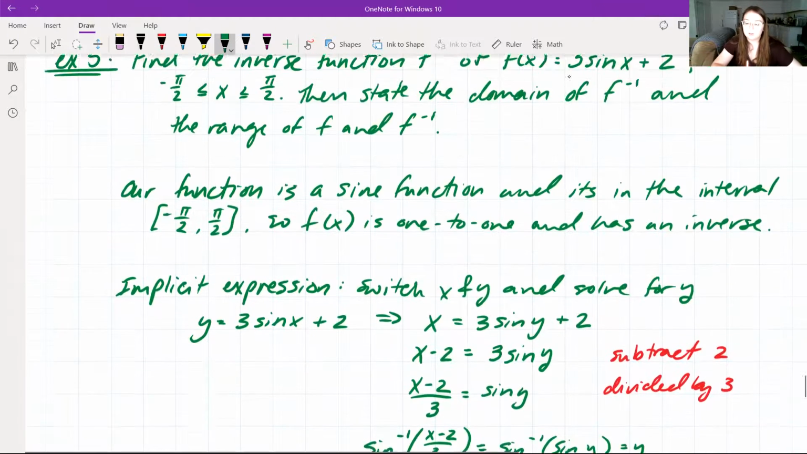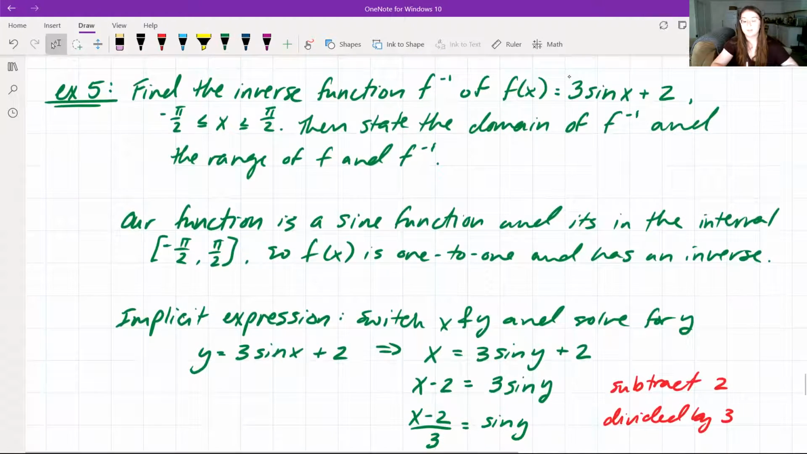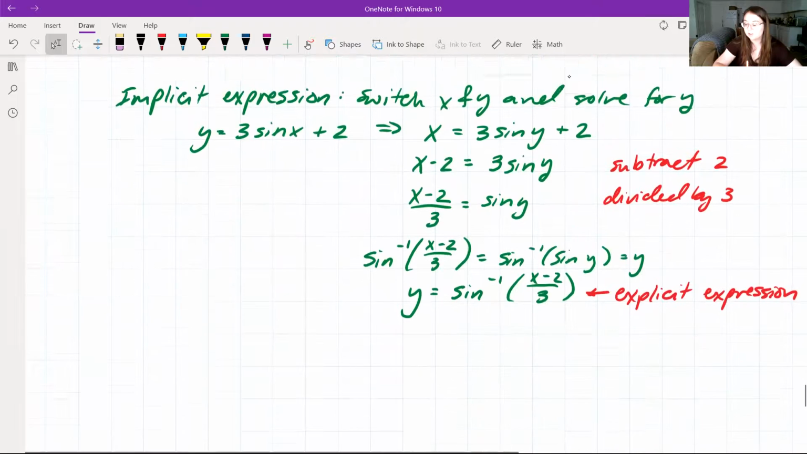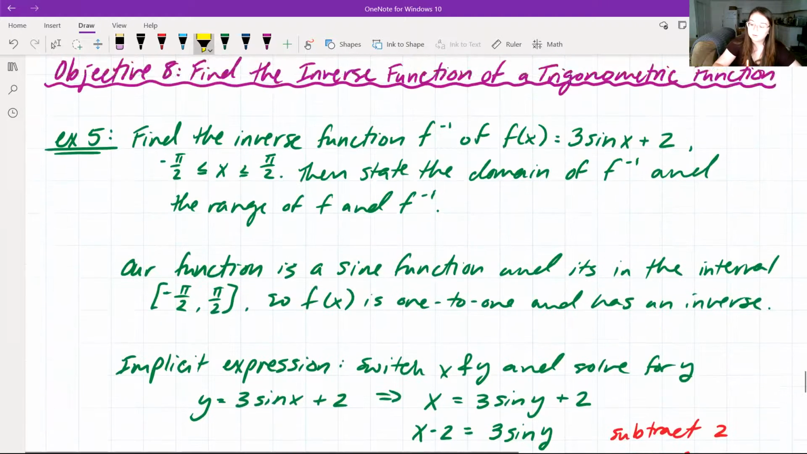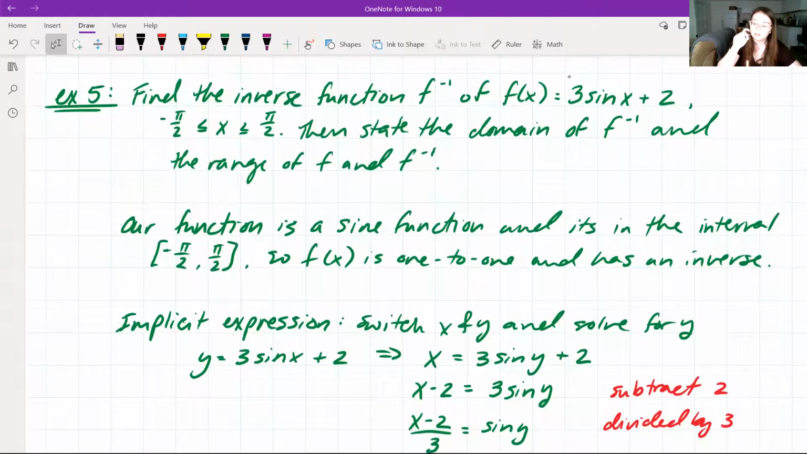All right, so part of our answer is found. We found the inverse function for f of x, where f of x had the domain of being in between negative pi over 2 and pi over 2. So this is one of our answers. But now what we want to do is find the domain of f inverse and the range of f and f inverse.